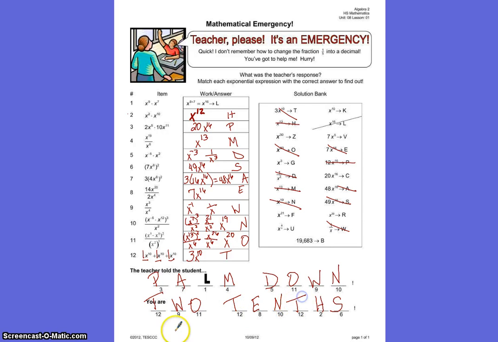And the answer, they said, was palm down. The teacher told the student, palm down, you are 2/10. In other words, calm down. It'll be okay. So don't get panicked over your exponents.